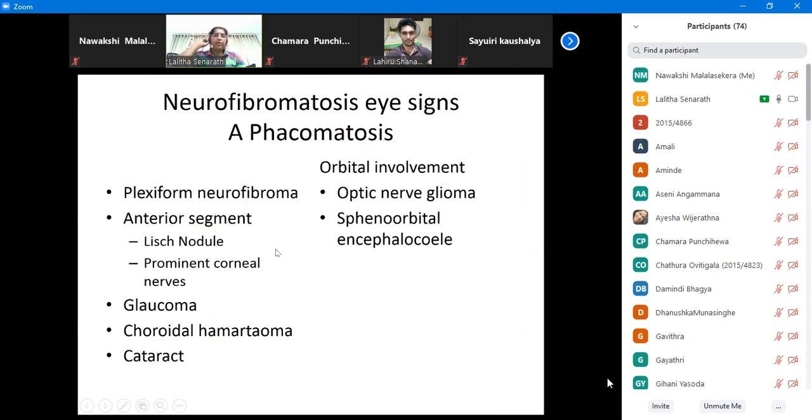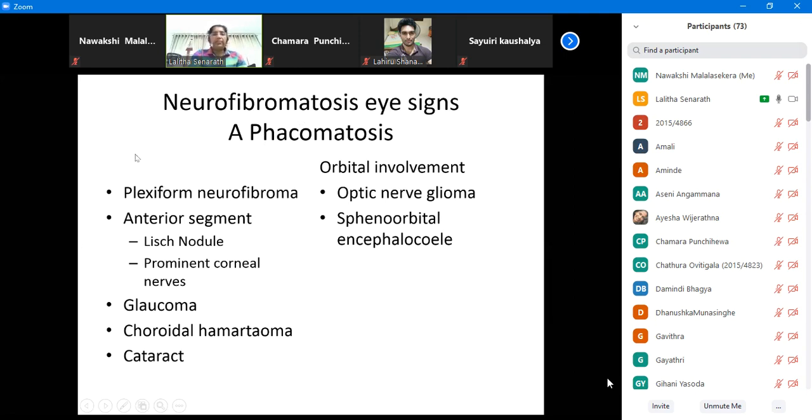Then we'll move on to the phakomatosis. Have you heard about phakomatosis? It's a disease actually without any inflammation. The neurofibromatosis, pathophysiology in the neural tissue. What are the eye signs in phakomatosis? There are many kinds. There are 3 types mainly: neurofibromatosis, Sturge-Weber syndrome, and so on. I'll go to that. This neurofibromatosis.